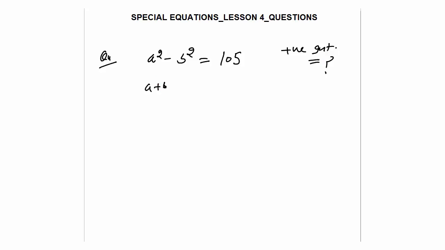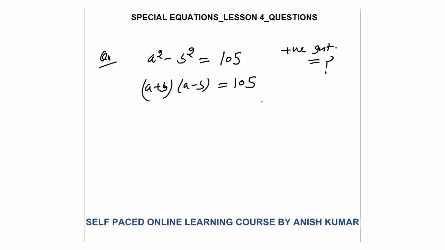Again, can I say that this is (a plus b) into (a minus b)? This is equal to 105. Now both must have the same parity. That is what I need. Both must have the same parity. So how can I write 105?